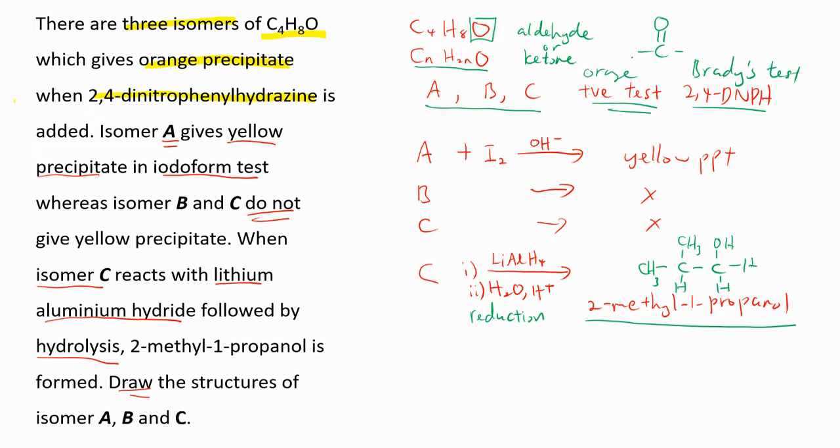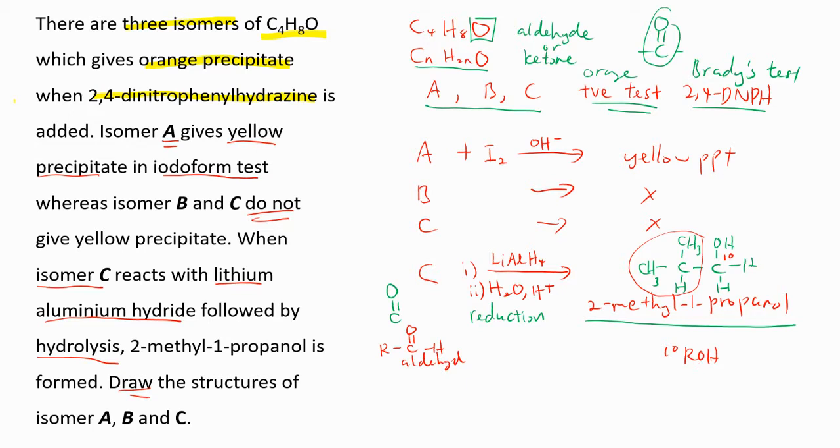A, B, and C contain a carbonyl group. And we can see here 1-propanol is a primary alcohol. So which carbonyl group, when it undergoes reduction, will produce a primary alcohol? It is aldehyde. Aldehyde, when it undergoes reduction, will produce a primary alcohol.